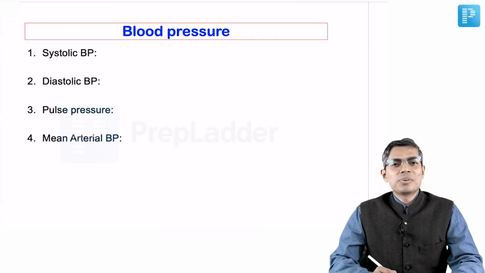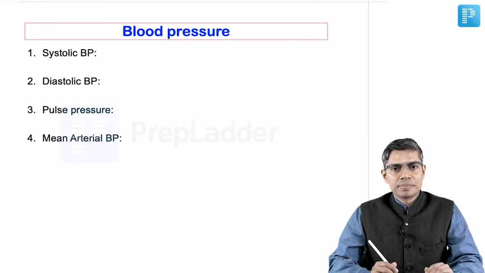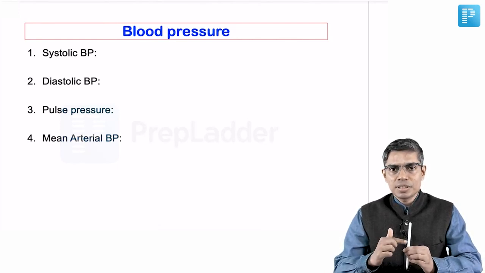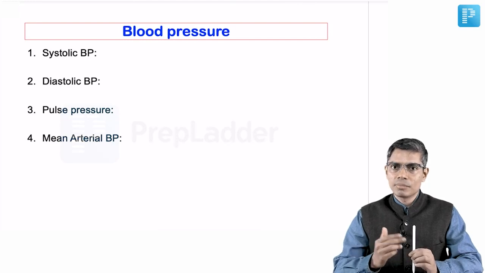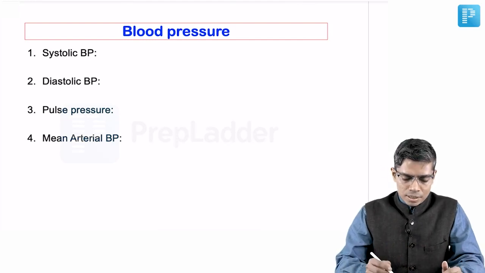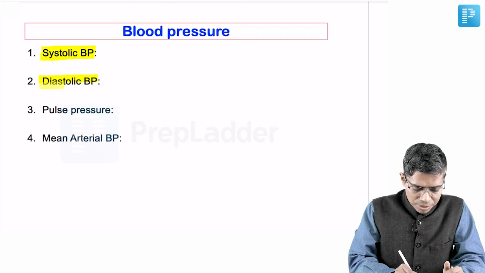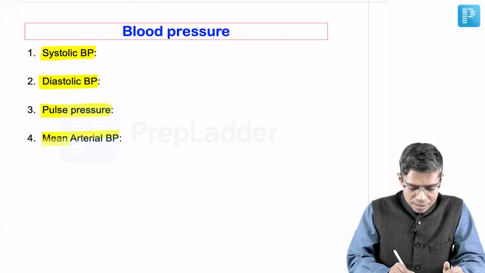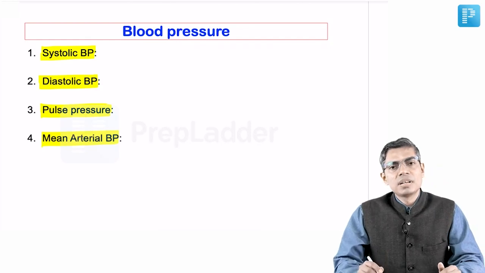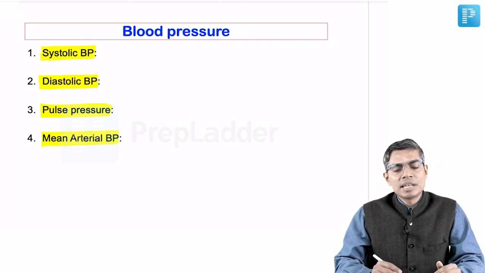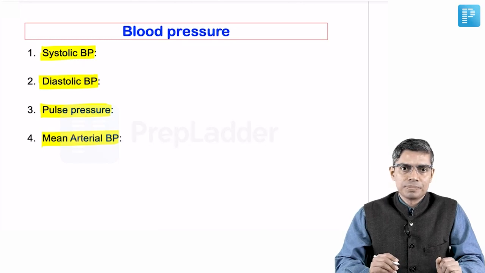Hello student, now we are going to discuss blood pressure and its regulation. All of you know the definition of blood pressure, that it is the lateral pressure exerted on the vessel wall by the flowing blood. We also know that there are different types of blood pressure like systolic blood pressure, diastolic blood pressure, pulse pressure and the mean arterial pressure. So we have to understand all of these different types of blood pressure and what are the determinants of these different types of blood pressure.